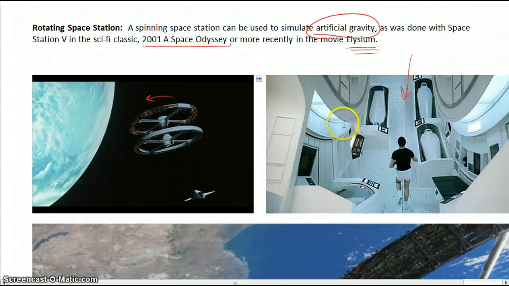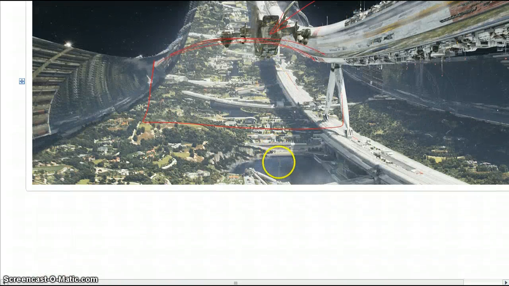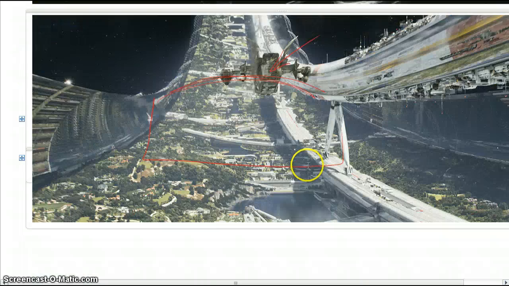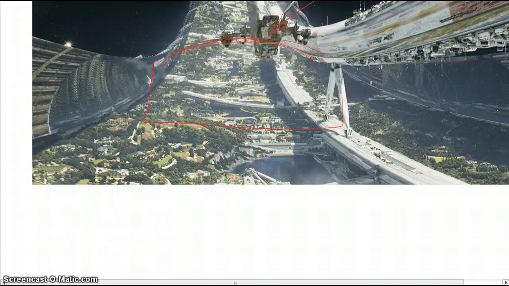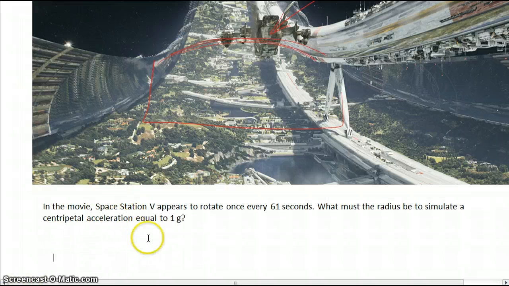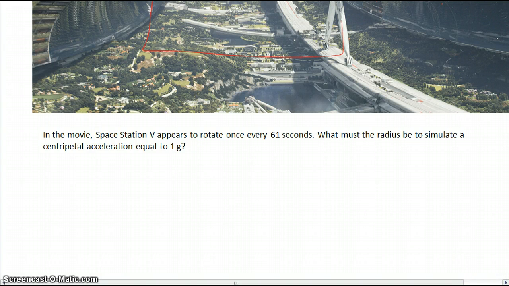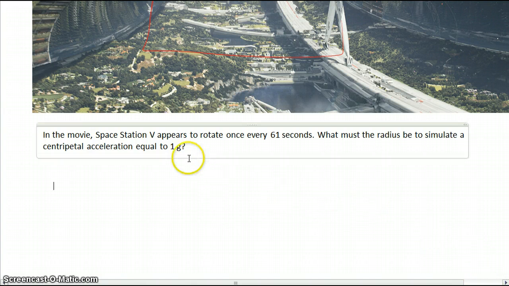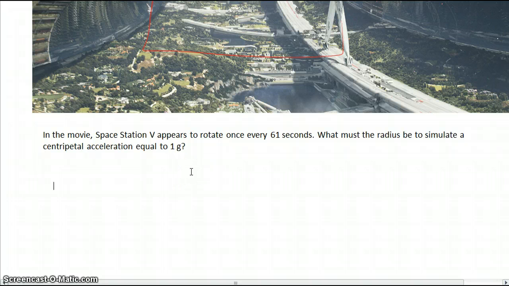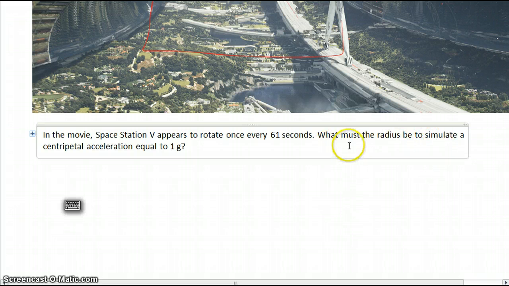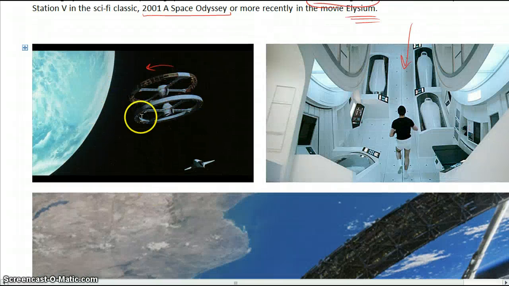But what can we do with what we know? And talking about this Space Station 5 and 2001: A Space Odyssey, well, let's take a look at this. Okay, here's the problem. In the movie, Space Station 5, which is in 2001: A Space Odyssey, appears to rotate once every 61 seconds. Okay, and the question is, what radius, how big must this thing be in order to simulate 1 g of gravity?